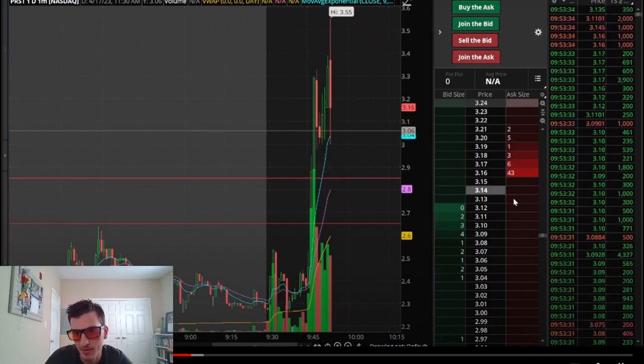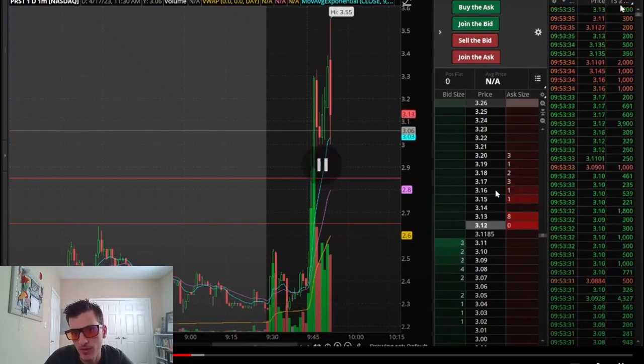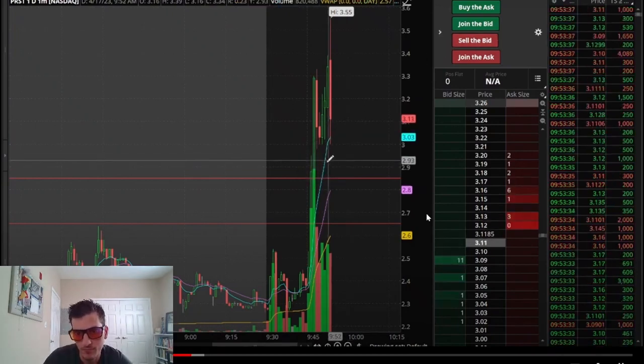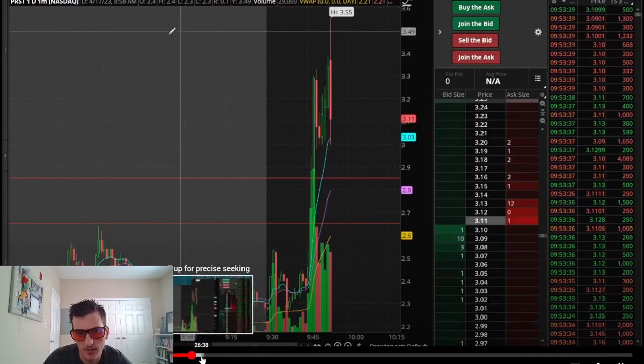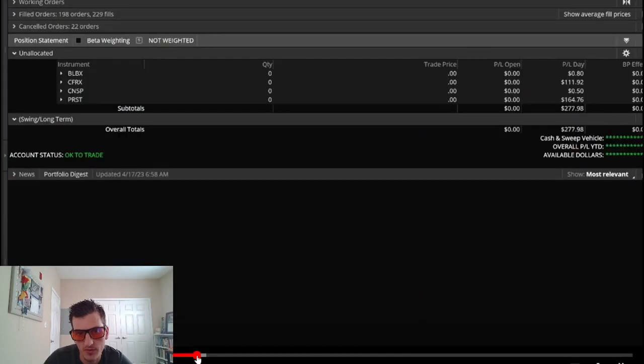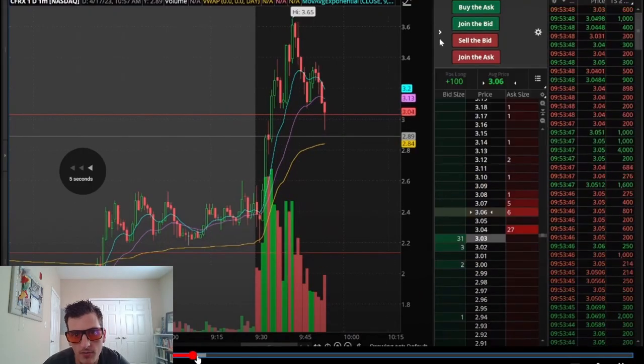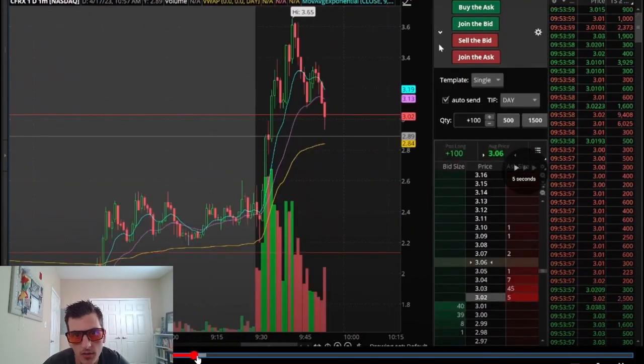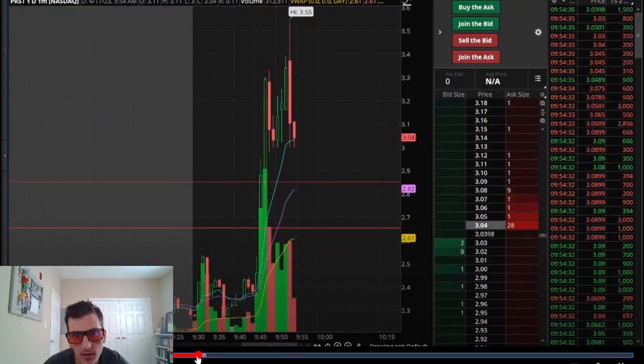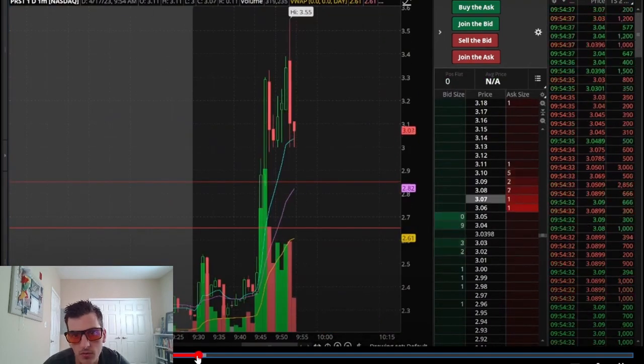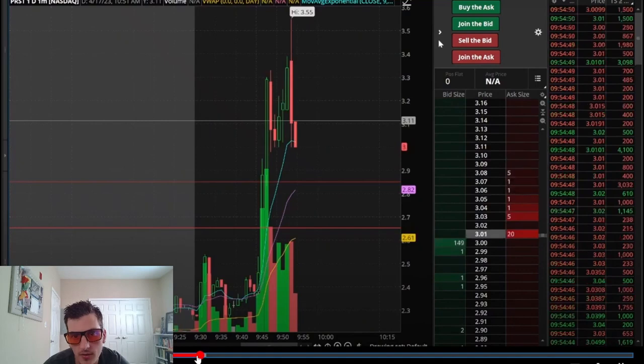And here you go. You get that 15 cent retracement, like that rubber band effect. And it does eventually start to come back down and flush through, which we can see. Let's take a look at that live. I think we can see that here. Yeah. So we can take a look at that here.